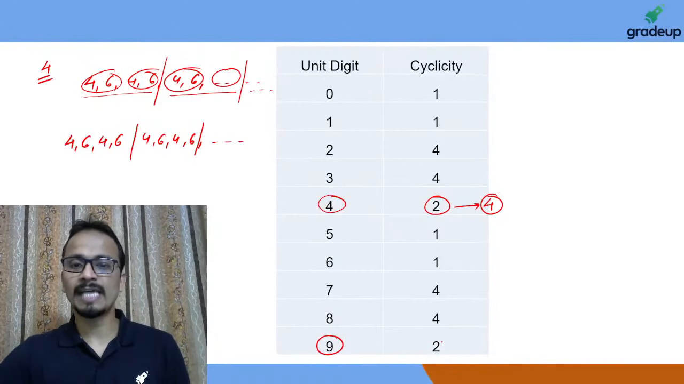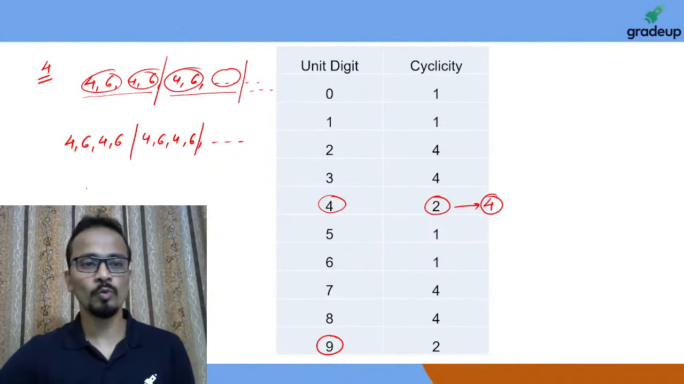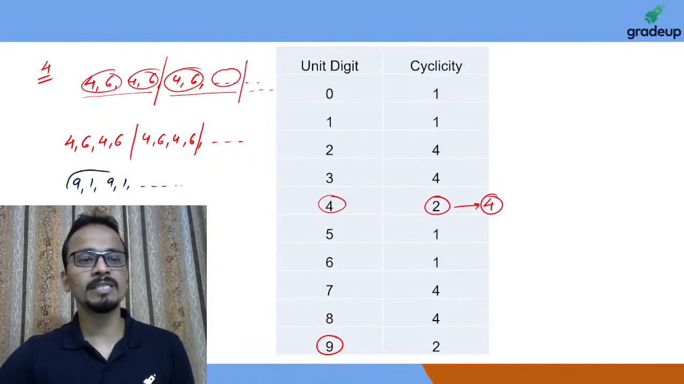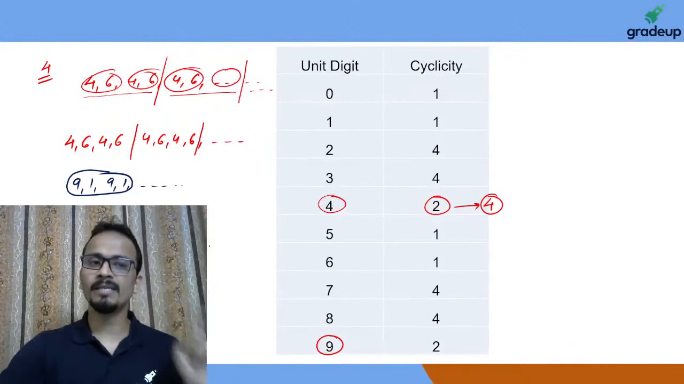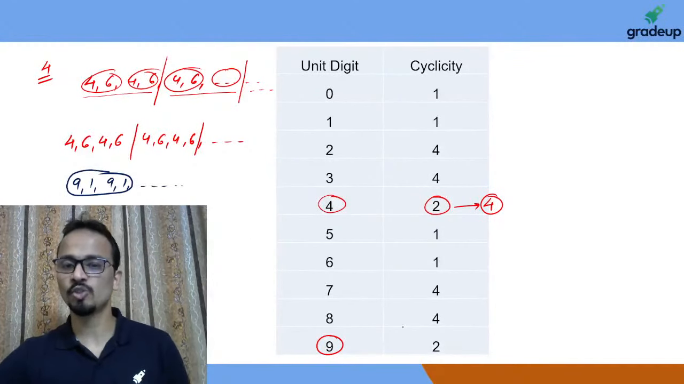A similar thing can be done for 9. The cyclicity of 9 is 2, where the unit digits were repeating like 9, 1, 9, 1, and so on. So I'll consider this as a single group: 9191 and then 9191 and so on.